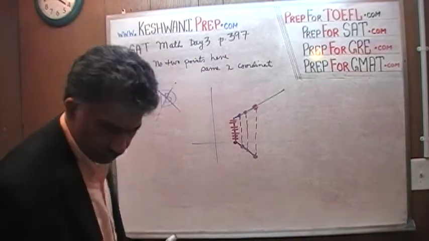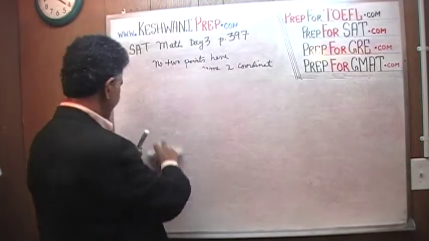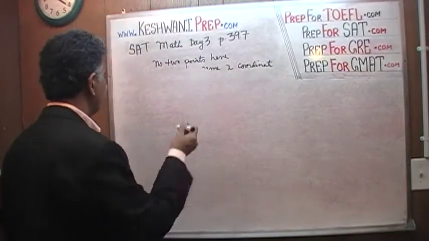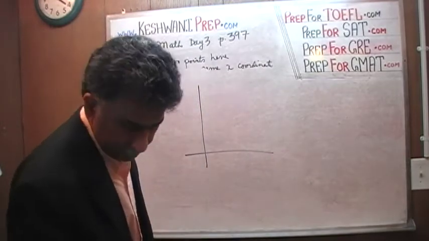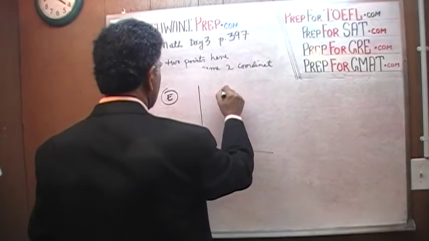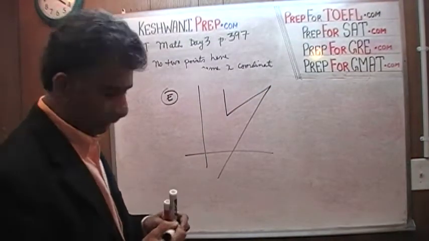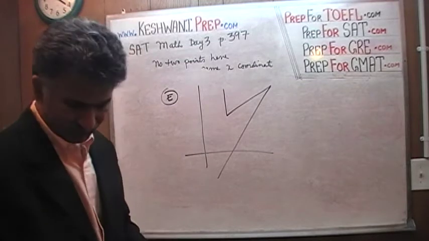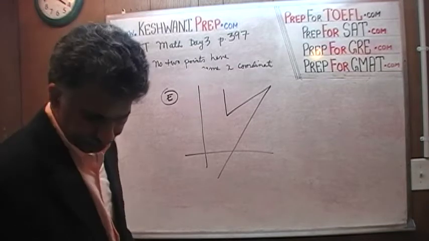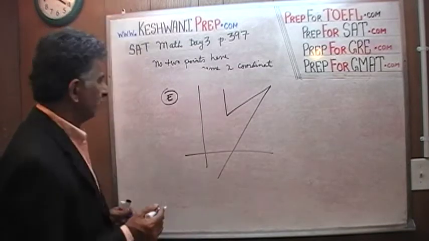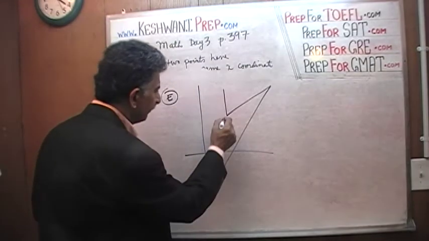Let's look at C. Oh, we just did C, didn't we? Let's look at E. Oh, E has a very strange shape. Something like this. Don't worry about the fact the way I drew is not exactly the same as they give you. It's close enough. Okay, don't be so picky. Now, are there any points here with the same x-coordinate? Of course. There are infinite number of pairs starting from here.